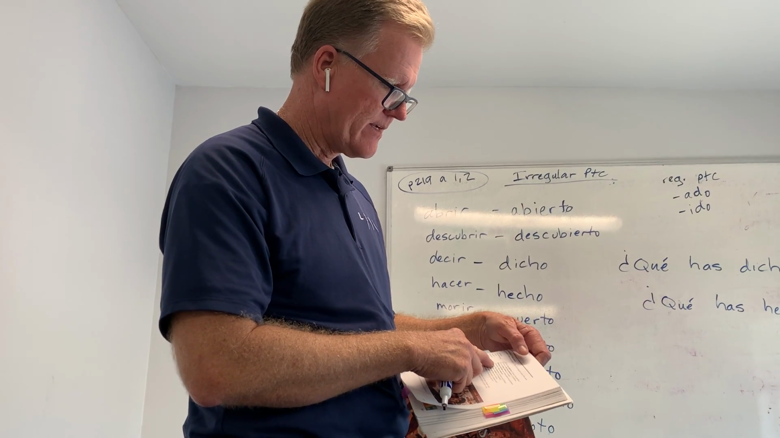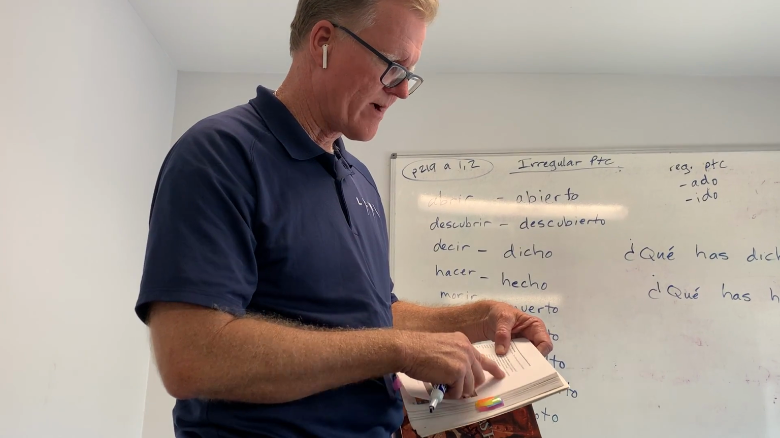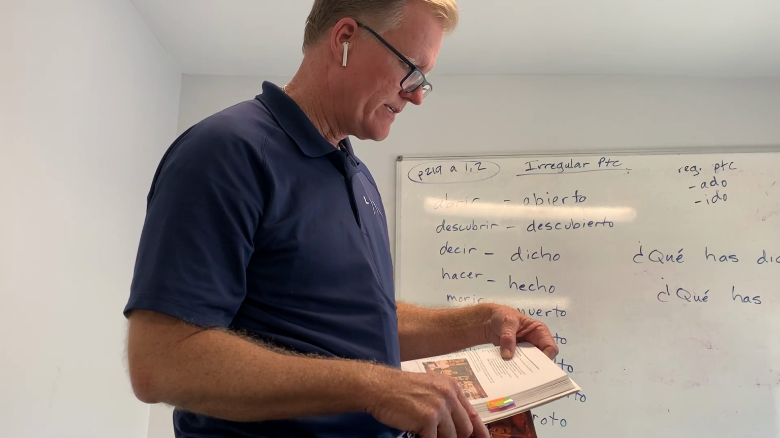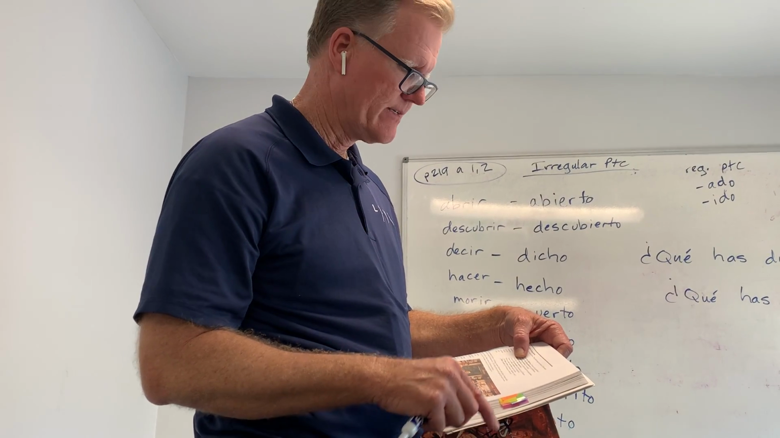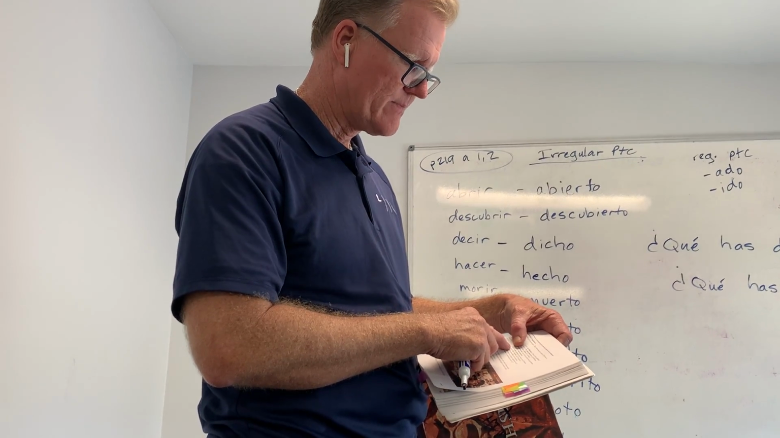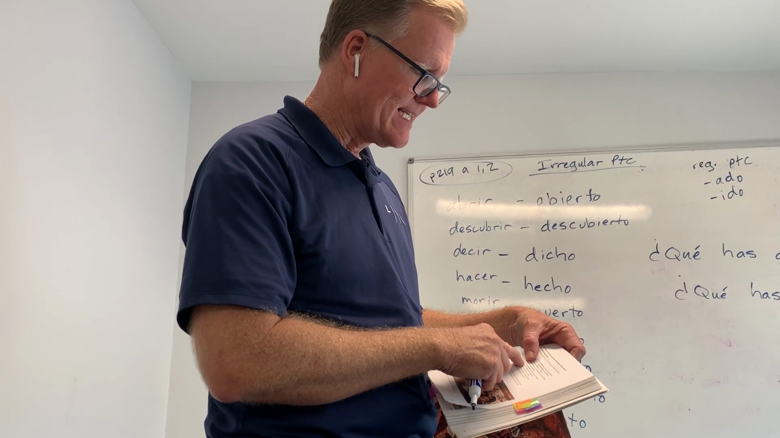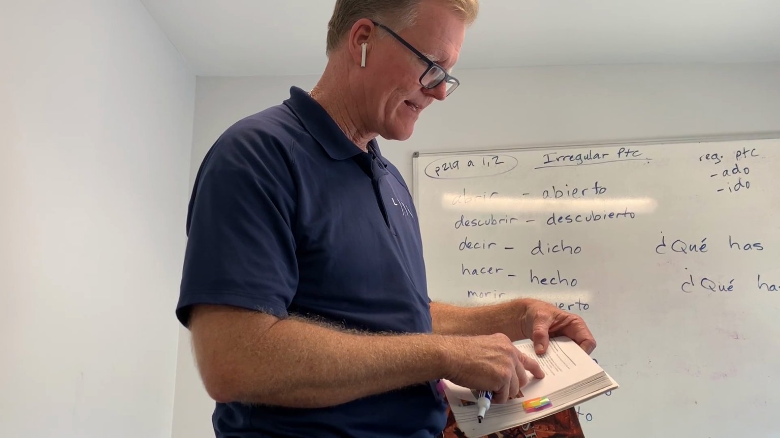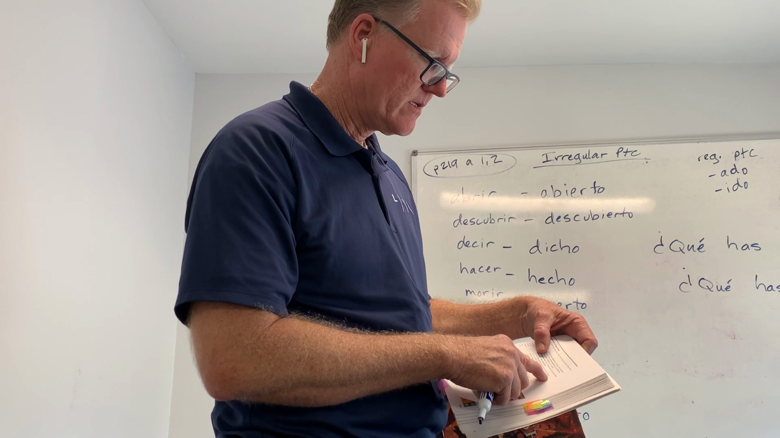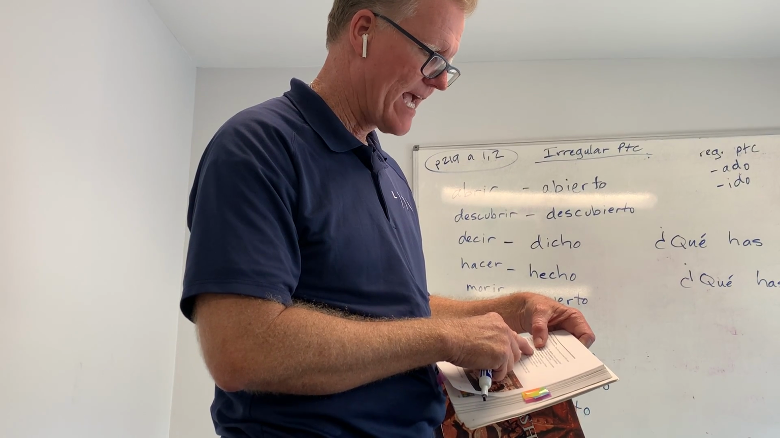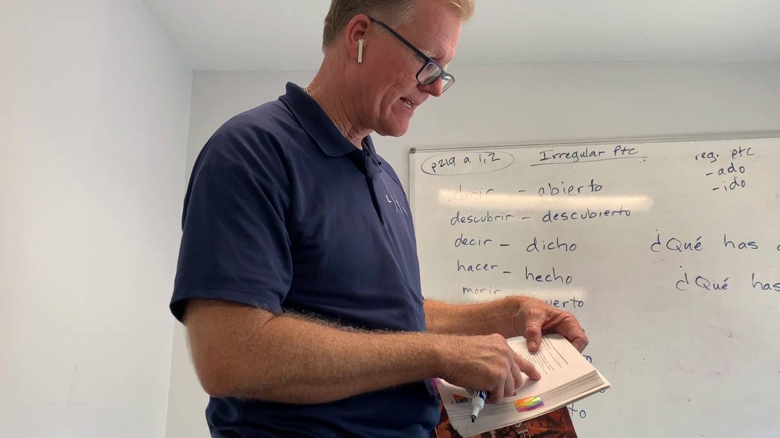Okay? Number 5, su perro ha muerto. His dog has died. Yeah, very sad. Number 6, Lisa se ha puesto pomada en el brazo. Okay? Lisa se ha puesto pomada en el brazo.